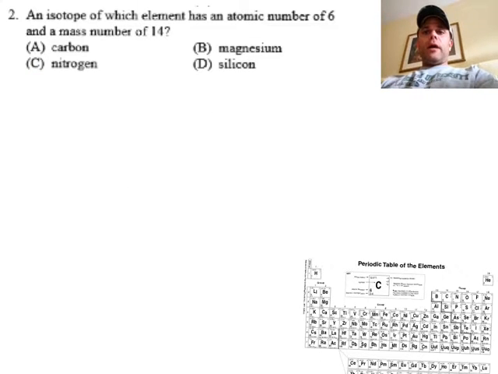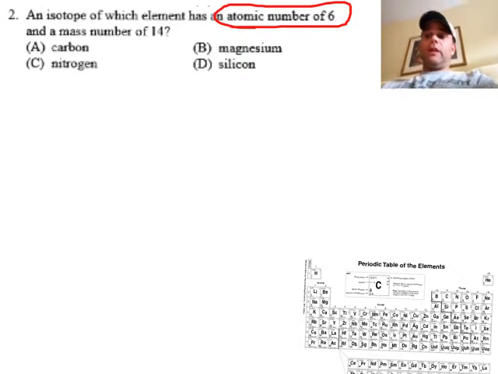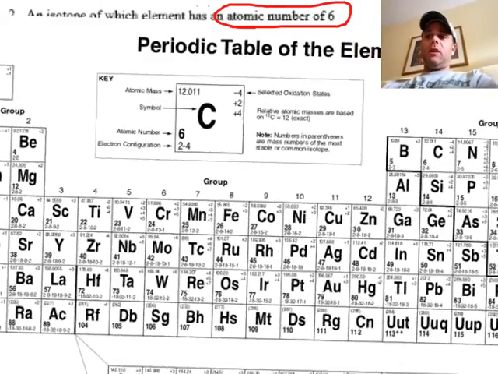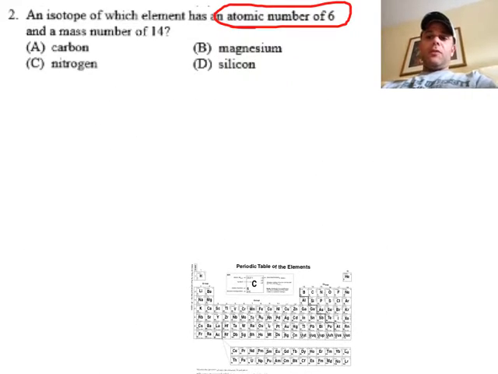All right, number two, an isotope of which element has an atomic number of 6 and a mass number of 14? So it has an atomic number of 6. If the atomic number is 6, it says it has 6 protons, but that is really of little consequence here because we only have to go to the periodic table and look for the element that has an atomic number of 6. And that's right here. It happens to be carbon. Is that a choice? I certainly hope so. It is. The answer is A.